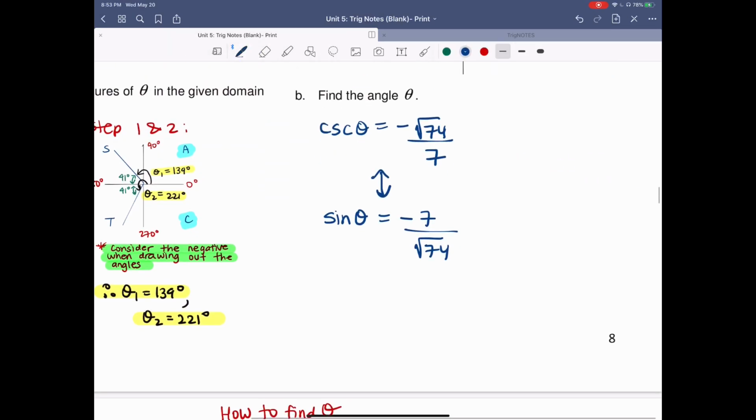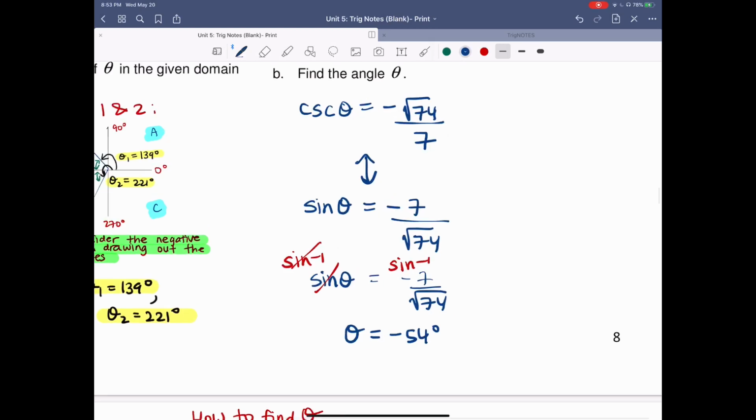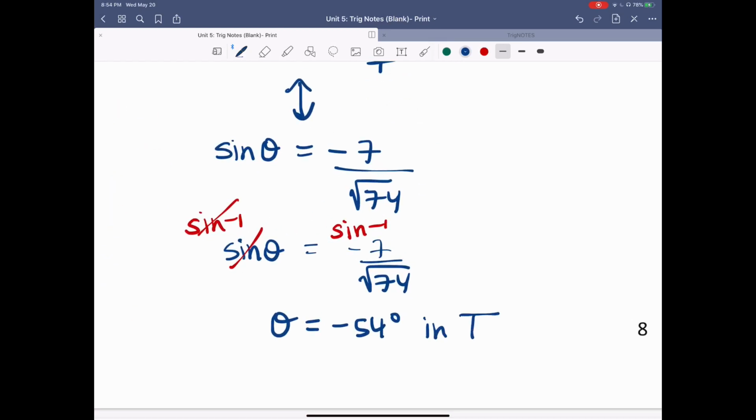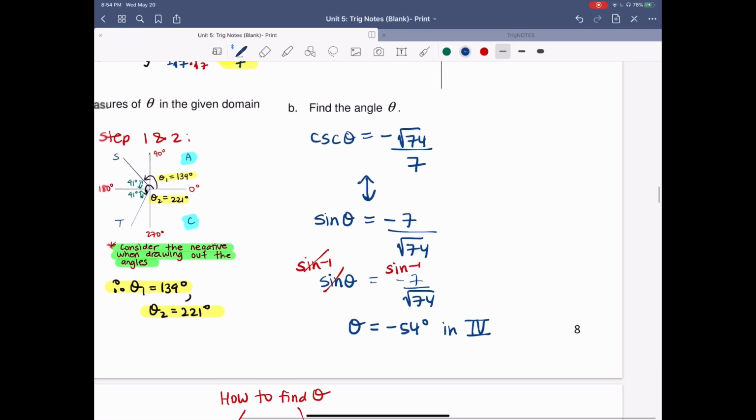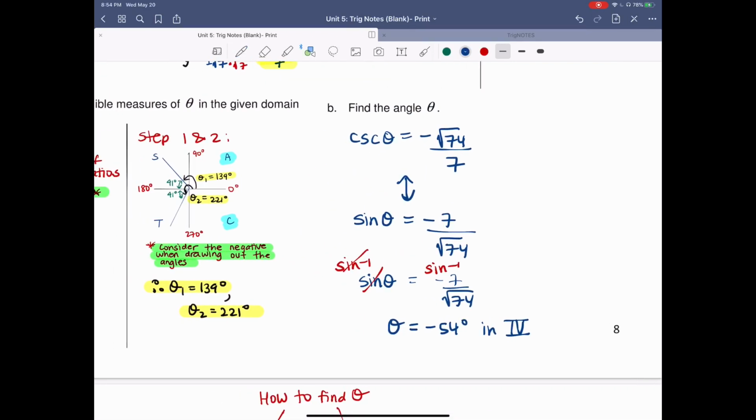At this point, now it looks a little more approachable, and I need to get theta by itself. And so I'm going to sine inverse both sides so that I can get rid of the sine on the left side and I can get theta by itself. When you put that in your calculator directly as is, and not ignoring the negative, I get -54 degrees, which suggests that it is in quadrant 4 by the fact that it's an acute angle. So let me show you what that looks like.